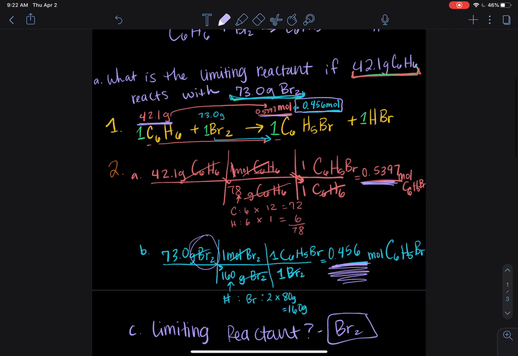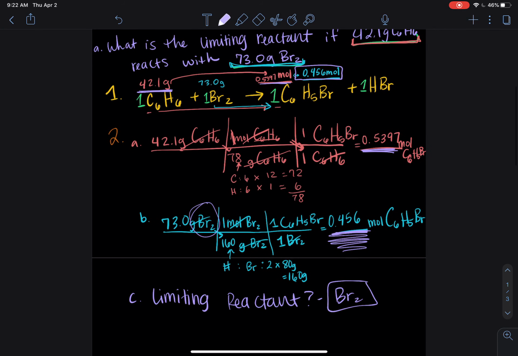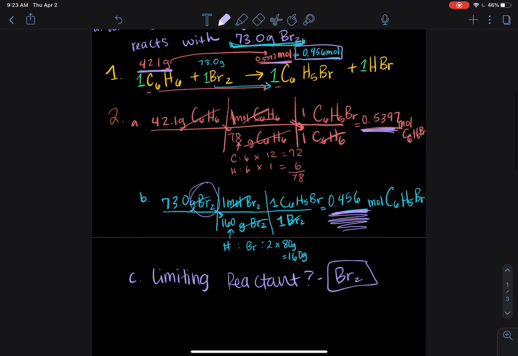So the first step is always to make sure your equation's set up and ready to go. And so the second step was just to take your given and work towards the goal that we created. So you took each given, you took the 42.1 grams of one of the reactant, and you also took the 73 grams of the other reactant, and you worked towards the same goal. You worked towards moles of C6H5Br for both of those two reactants. And then you compared the two answers.